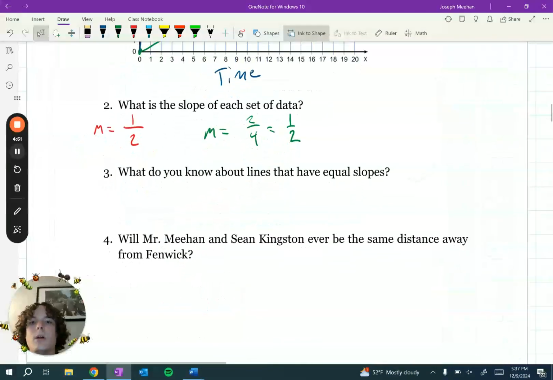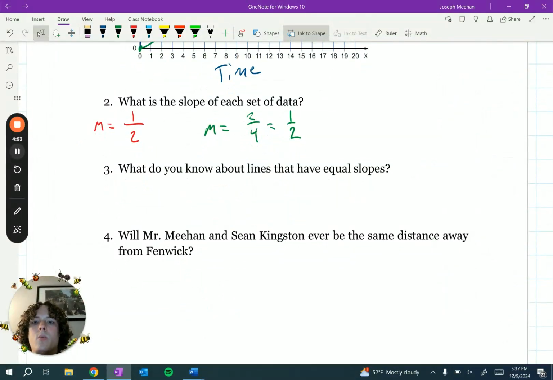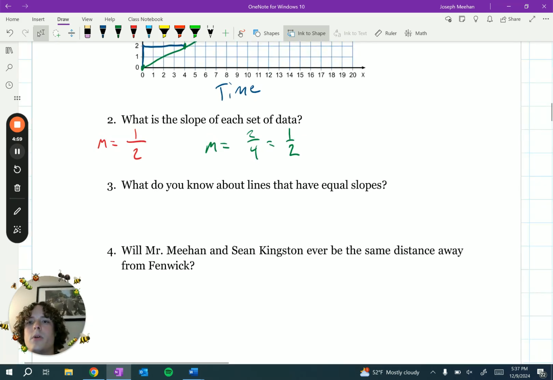Here we go. All right. Slope is equal to 1/2. What do we know about lines that have equal slopes? Well, if you remember from algebra, lines that have equal slopes are parallel. Parallel lines have equal slopes, the same slopes.